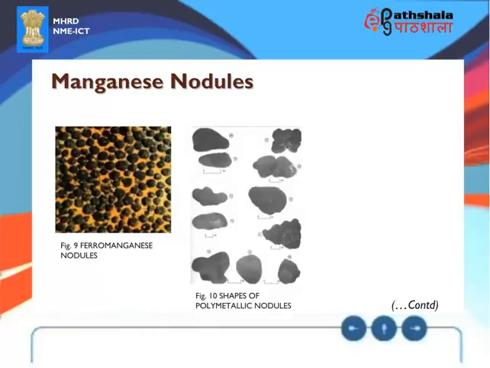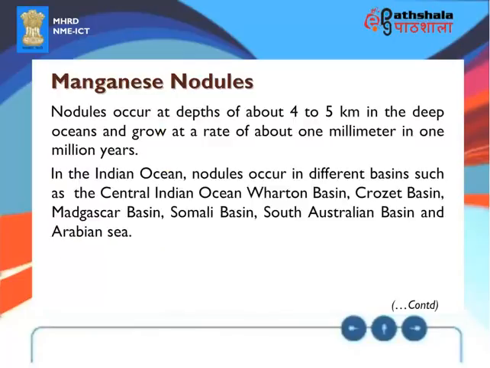Manganese nodules. Ferromanganese nodules. Figure 10. Shapes of polymetallic nodules. Nodules occur at depths of about 4 to 5 km in the deep oceans and grow at a rate of about 1 mm in 1 million years. In the Indian Ocean, nodules occur in different basins such as the Central Indian Ocean Basin, Wharton Basin, Crozet Basin, Madagascar Basin, Somali Basin, South Australian Basin, and Arabian Sea.